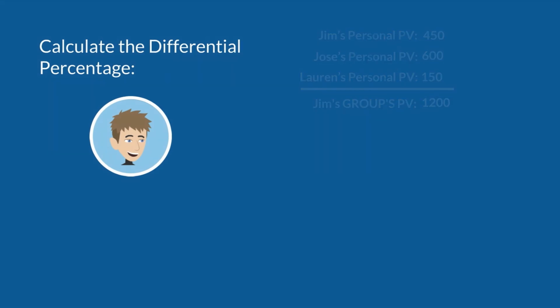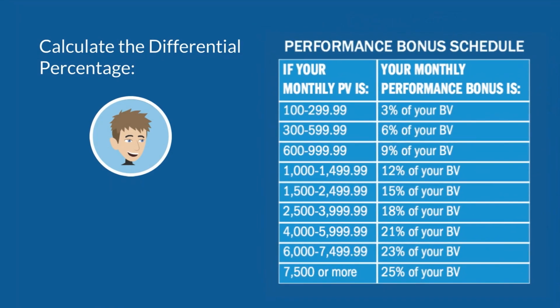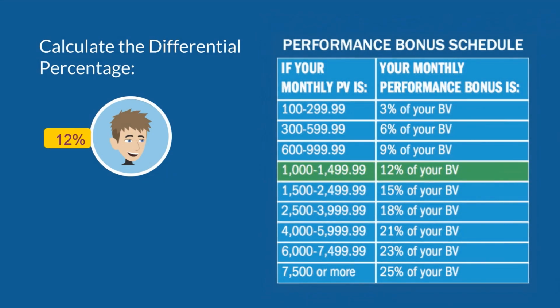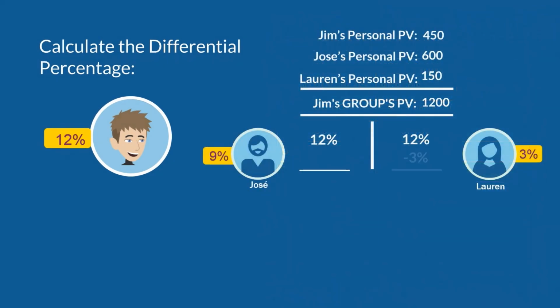Next, remember we need to look up Jim's group PV on the Performance Bonus Schedule. Jim's group PV is 1,200, so he's at the 12% bracket. Subtract both Jose's and Lauren's performance bonus percentages. After doing the math, you can see that Jim will receive a 3% differential bonus from Jose and a 9% differential bonus from Lauren.